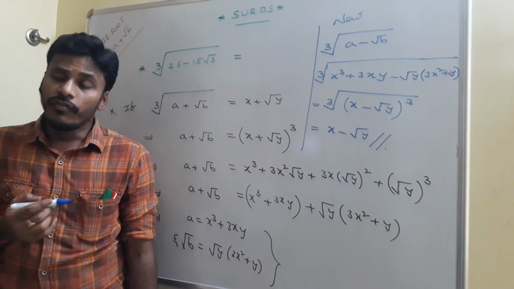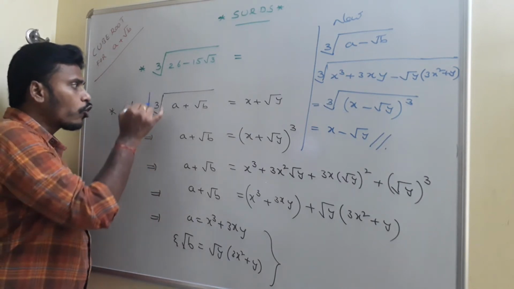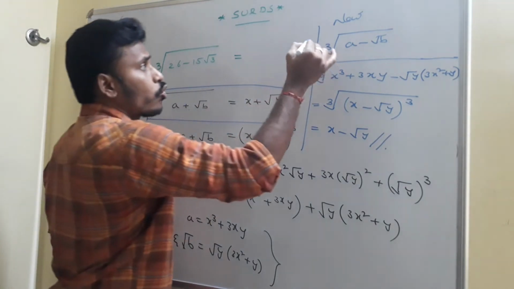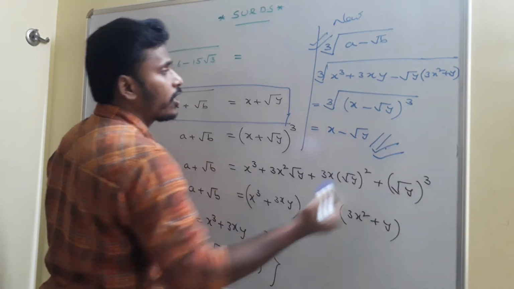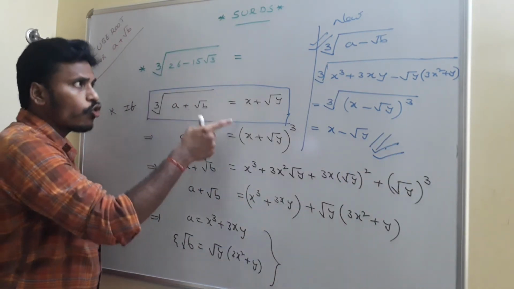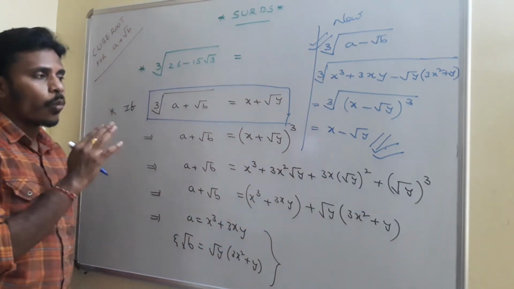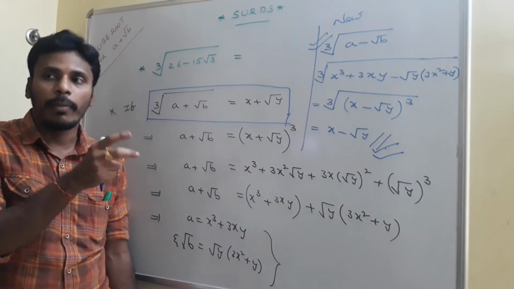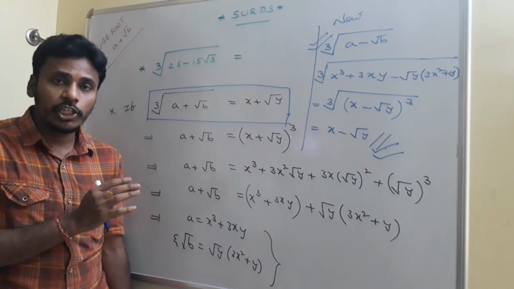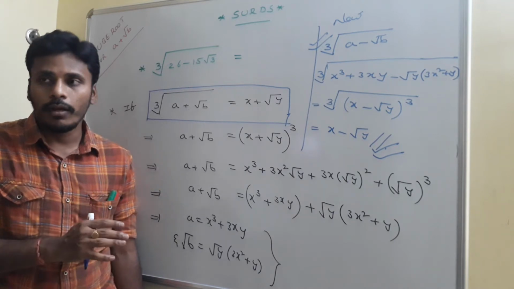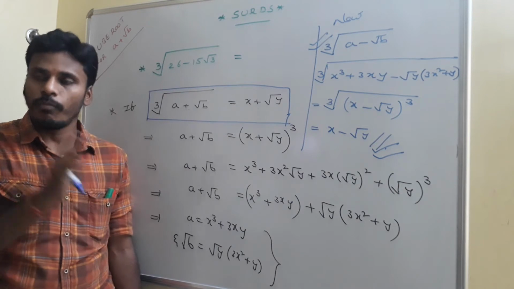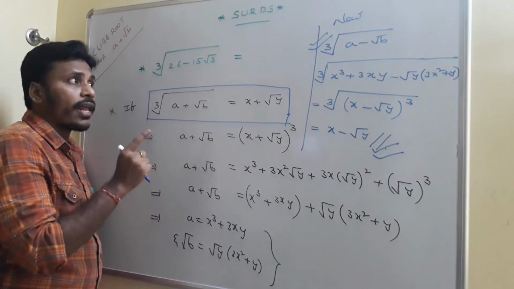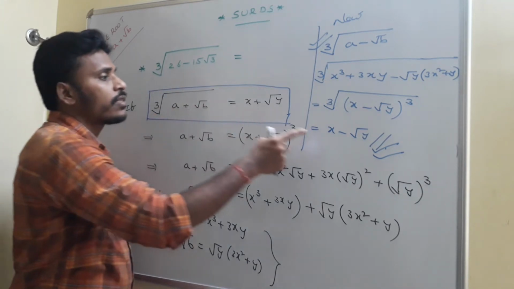At the end, we are in a position to conclude that if cube root of a plus root b is x plus root y, then surely cube root of a minus root b is x minus root y. If it is true, then automatically this is also true. This is one important idea, very simple one, but it helps to solve many complicated situations. As I mentioned, proofs are not mandatory to solve the problem, but to learn the concept, everything is a must. Since cube root of a plus root b is x plus root y, then automatically you can say that cube root of a minus root b is x minus root y.